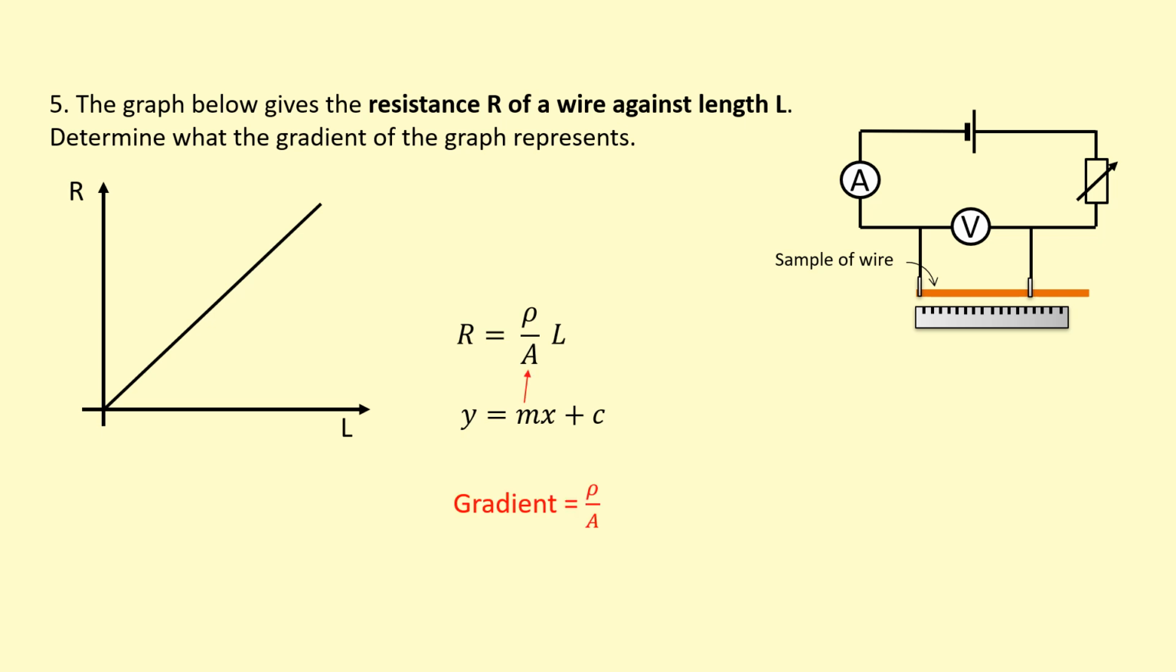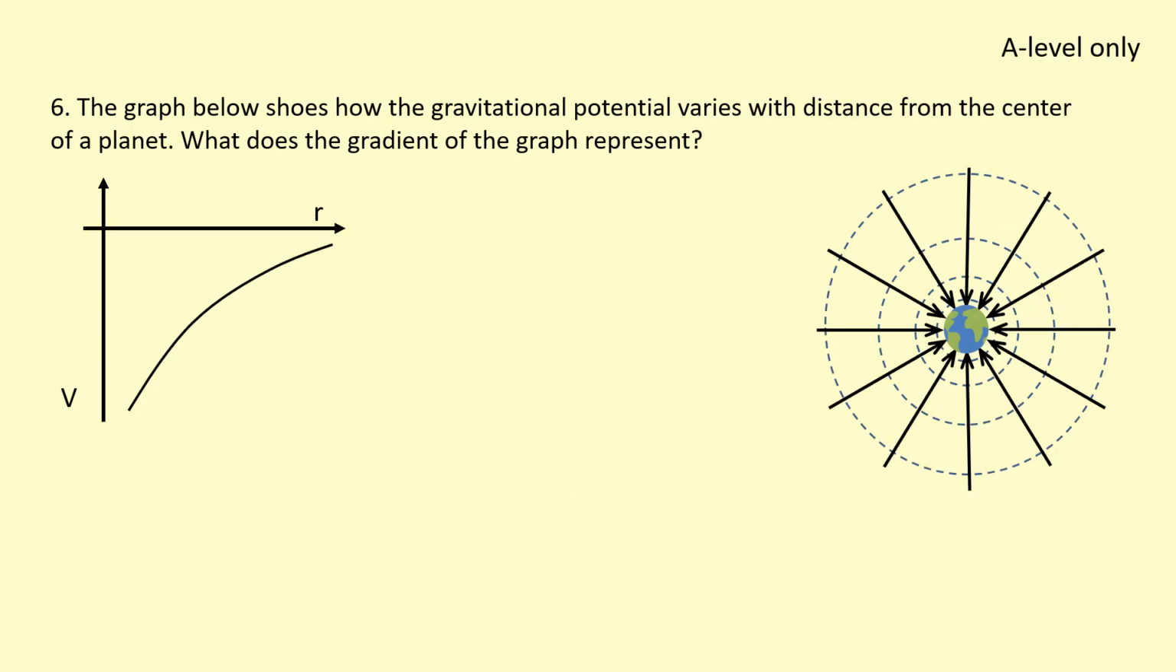So that is your gradient, resistivity over area. The sixth example here, the graph below shows gravitational potential varying with distance from the center of the planet. What does the gradient of the graph represent? So let's look through the equation sheet again. So change in y is change in potential over change in distance here, change in r, radius.